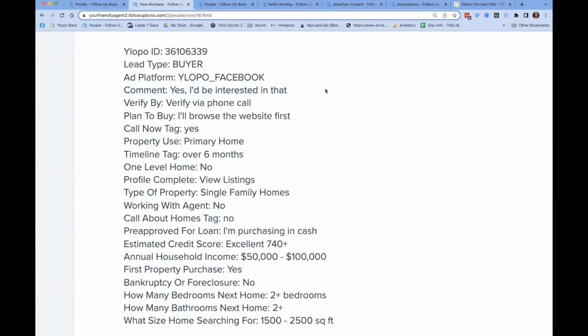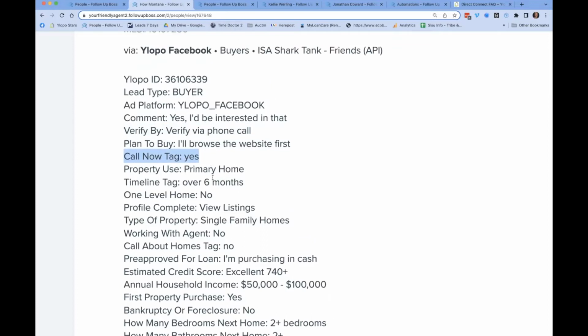All right, anyway, so this is a lead that came from Facebook, but it's still a Direct Connect lead. What's fascinating about this is they're going through the funnel. Here are some of the data points. They'd be interested in a call. They want us to verify their number via a phone call. They do plan to buy, but they're saying they just want to browse a little bit, but they did say they want to call now. So this would be a tag in your CRM that you would create a list off of all the leads that say call now equals yes. That's that tag.